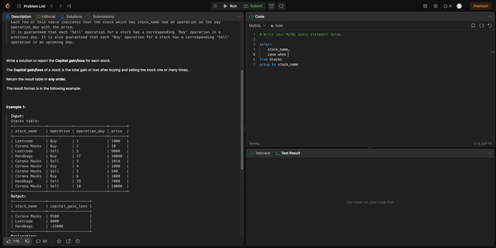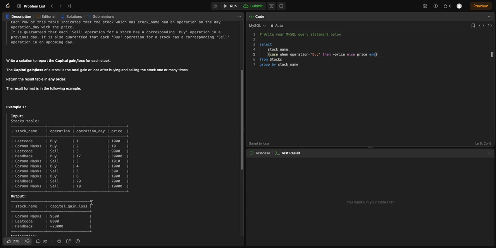The condition we need to check is what is the status of operation. So when the operation is buy, then I want to take a negative value of the price. And if the operation is sell, I want to take the positive value. So I'm just going to say else price and end the statement.